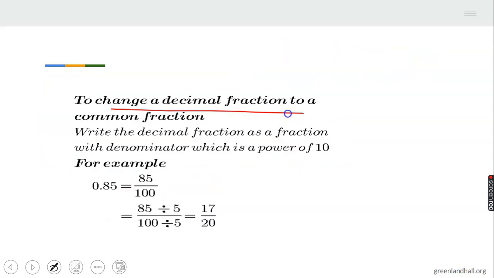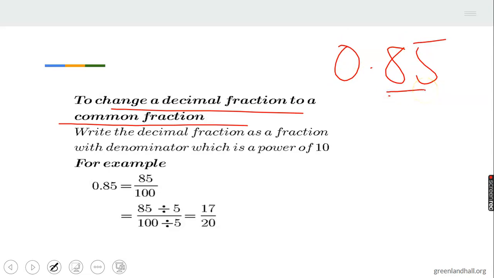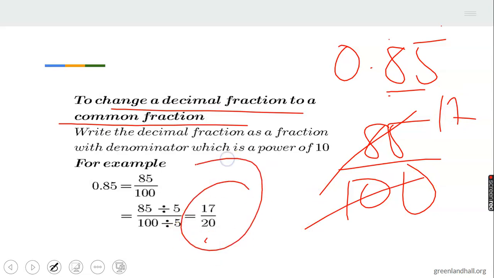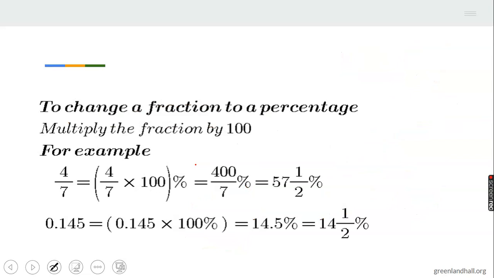Now to change decimal fraction to a common fraction, the same thing applies. Just like we did in standard form, you count the number of digits you have after the 0, which is 1, 2, that is 85 divided by 100. What can go in 85 and 100? 5 can go here, we have 17. 5 can go here, we have 20. That is how to convert from decimal fraction to common fraction.